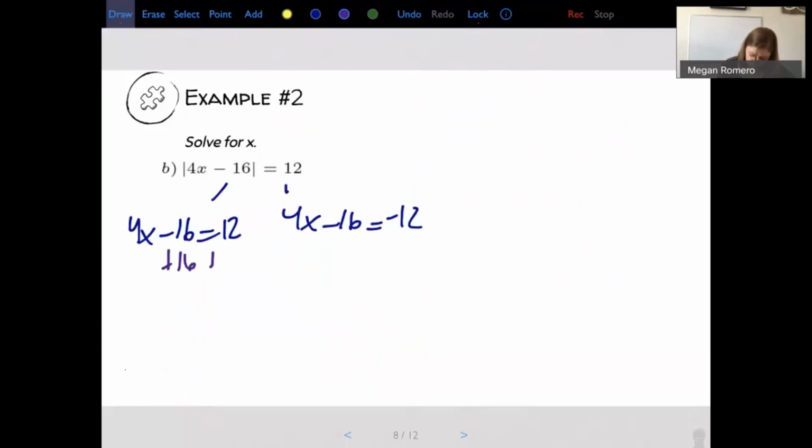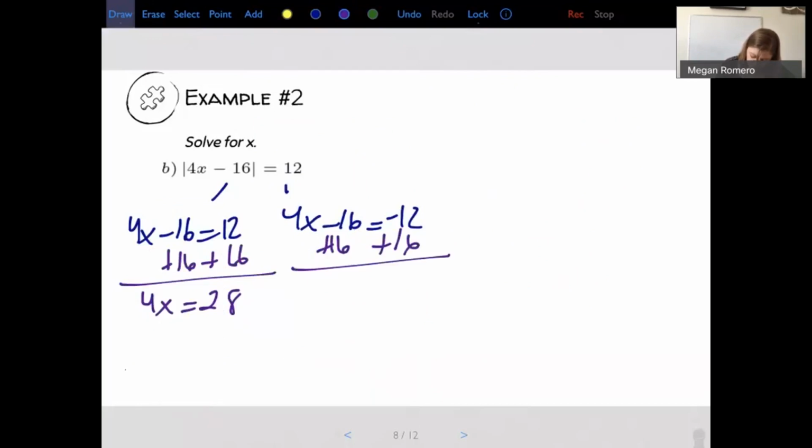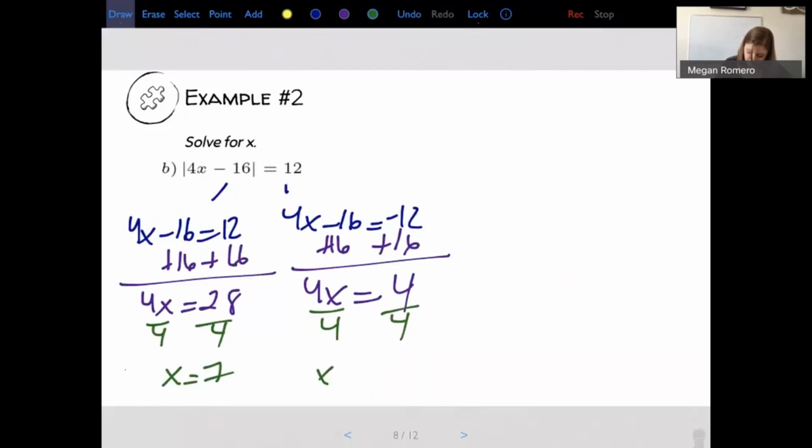So add 16 to both sides, and we get 4x is equal to 28. And we'll add 16 to the other side and get 4x equals 4. Now from here, we're solving both for x. Divide by 4, and we get x equals 7, and divide by 4 to get x equals 1. So these are our two answers. And I'll leave it to you to check both of them.